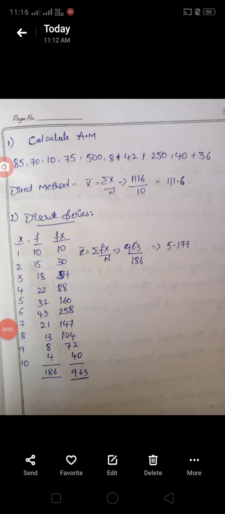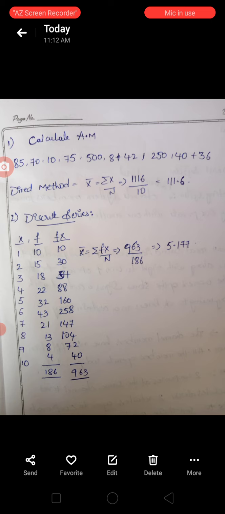Good morning, everyone. So today we'll start our revision, and yesterday we successfully completed our overall syllabus, and our last topic is correlation. Today we'll start revision from Unit 3. From the problematic part we'll start and calculate arithmetic mean.